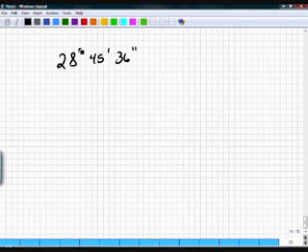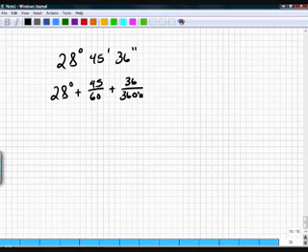28 degrees, 45 minutes, 36 seconds. Precision machinery might measure angles in this form. All you've got to do, think of it like this: this is 28 degrees plus another 45/60th of a degree plus another 36/360th of a degree. So just change those to decimals, add them together, and there's your decimal form. As long as you know 1 minute would be a 60th of a degree, 1 second would be 1/360th.